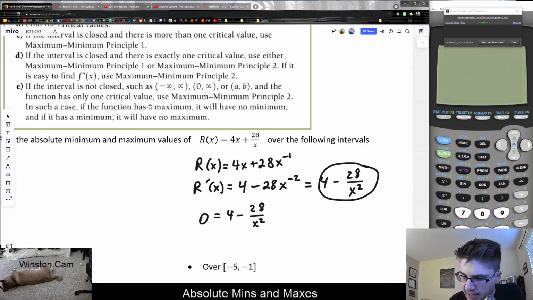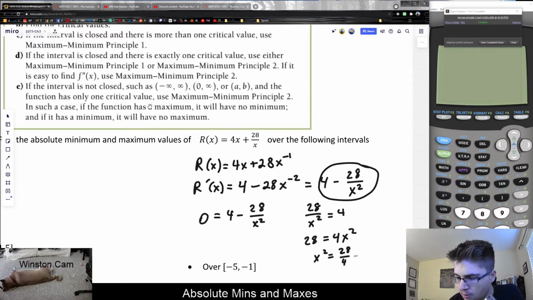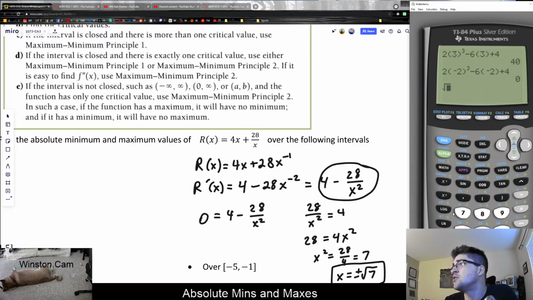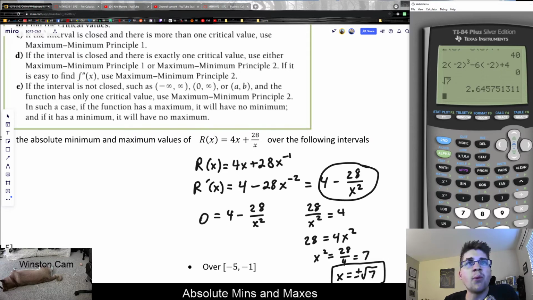Now, if I added the 28x squared to both sides, I would see that 28 over x squared would be equal to 4. I could then multiply through by x squared and divide by 4. This would leave me with x squared is equal to 28 over 4, which is, of course, equal to 7. So x would be equal to plus or minus the square root of 7. And these would be my exact critical values of the curve. Let's go ahead and approximate because that will be helpful to know. It's about 2.6, for what intervals that will fall within.